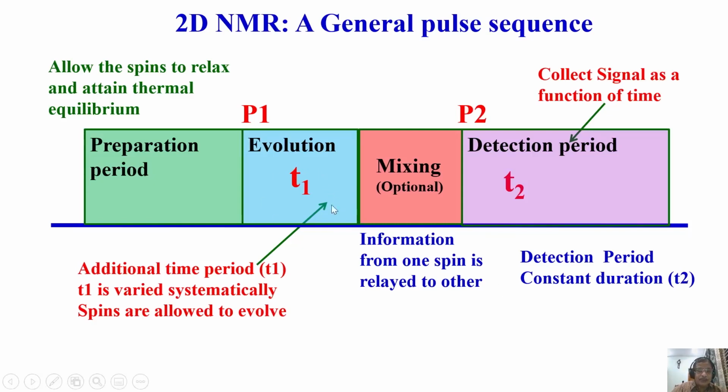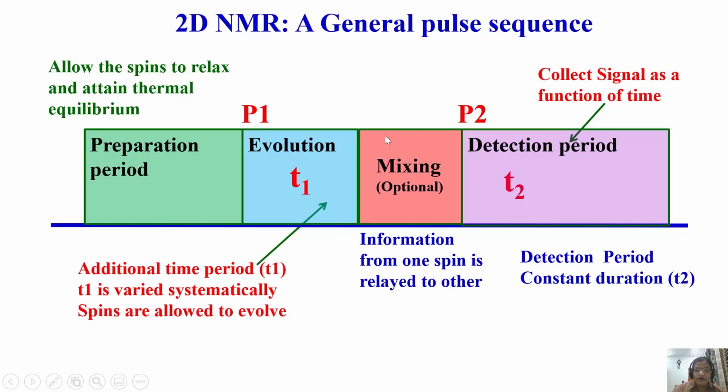And this time period is additional compared to normal one-dimensional experiment. One-dimensional experiment is only this part. We have a pulse here and collect the signal and do the Fourier transformation. But if we have extra period here, this period is not constant. Unlike detection period, which is constant, this evolution period is not constant. This additional period is systematically varied such that spins are allowed to evolve as a function of T1 period. So this is the important point. Remember, this is not a constant period.